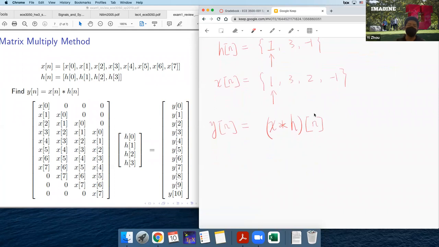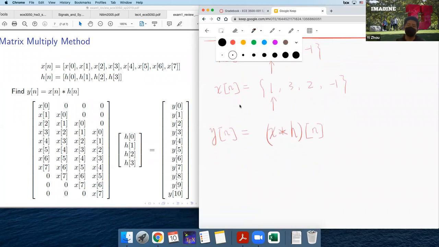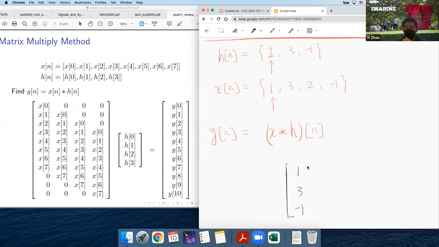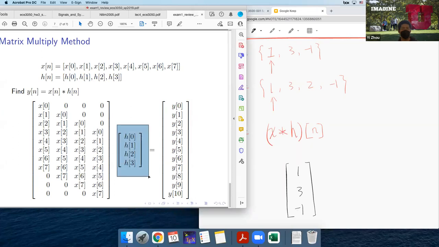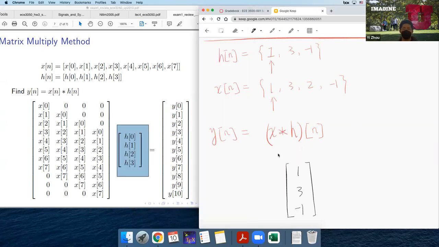To construct these matrices, you can choose one of them to be fixed. Usually we choose the shorter one to be fixed. So here h[n] only has three entries, so I'm going to fix h[n], which is 1, 3, -1. Right, so it's in column vector form. And then I'm going to generate the big matrix by shifting x[n] column-wise.